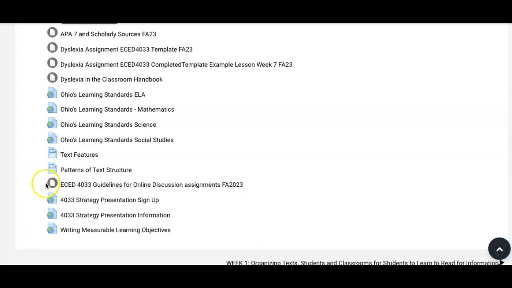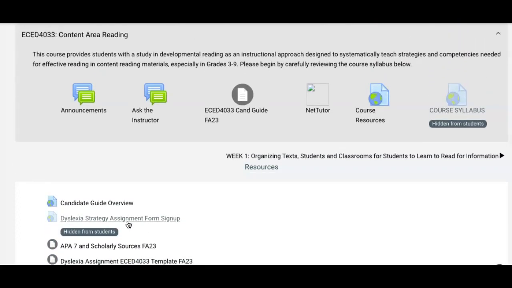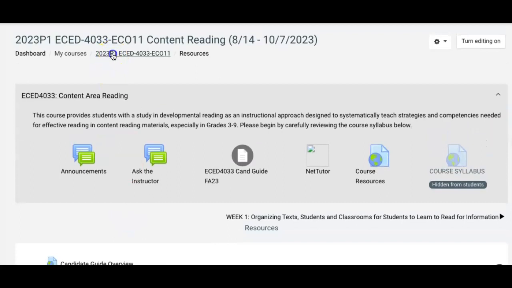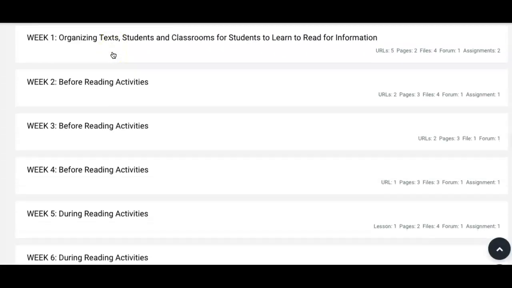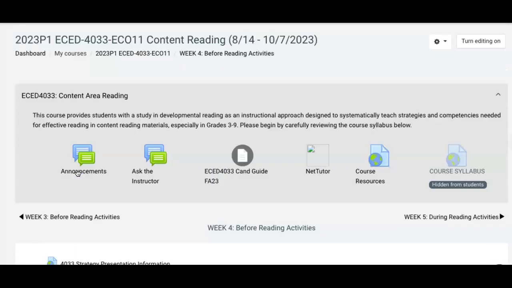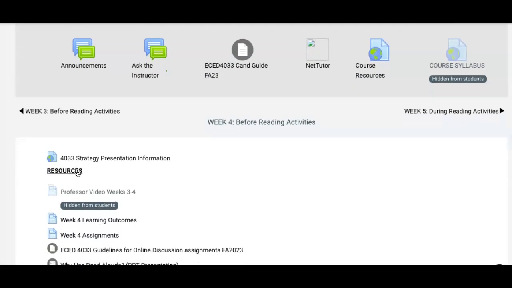There's some information on text features and text structure, as they are two different things. Our discussion rubric. Here is the presentation sign-up sheet for weeks 4 and 6. Here is a video about that strategy presentation and a video about writing measurable learning objectives. So please use these resources that are here. Now, on to week 4.